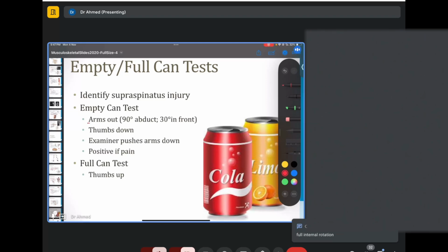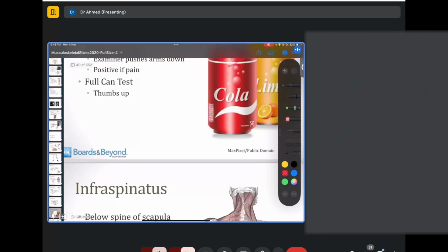So, arm stretched out 90 degrees. This is a person. Arm stretched out 90 degrees, then in front 30 degrees, then thumb towards the ground, as you are emptying the can, or thumb towards the sky for the full can. And if someone is applying force to the arm in this position, it would indicate injury to your supraspinatus muscle.